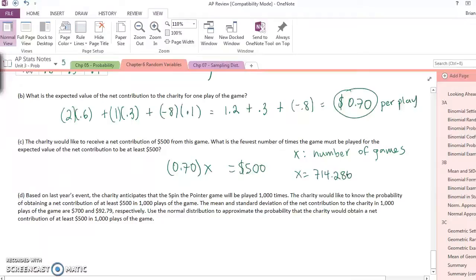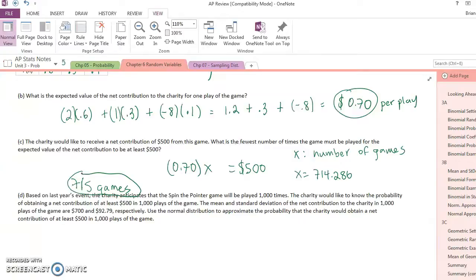But it can't be 714.286 because you can't play that many games, so it has to be 715 games in order for the expected value to be at least 500, because otherwise it doesn't work. Okay? And I don't think you need to show more than that.